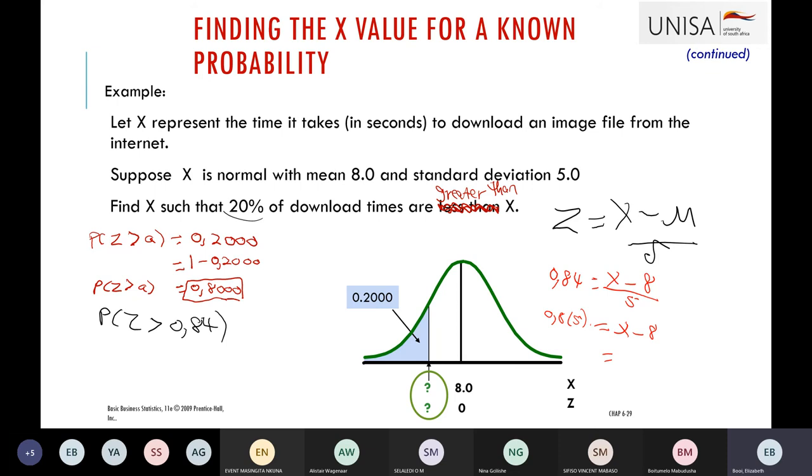So let's just calculate this. 0.84. Oh, sorry. Yeah, I forgot to put 4. 0.84 multiplied by 5 gives us 4.2. So this will be 4.2 plus 8 is equal to x. Therefore, our x will be equal to 12.2. And that's how you will do this.